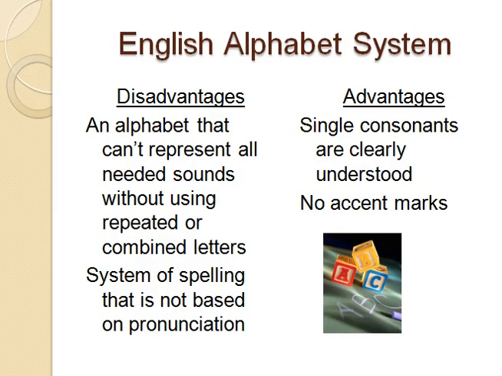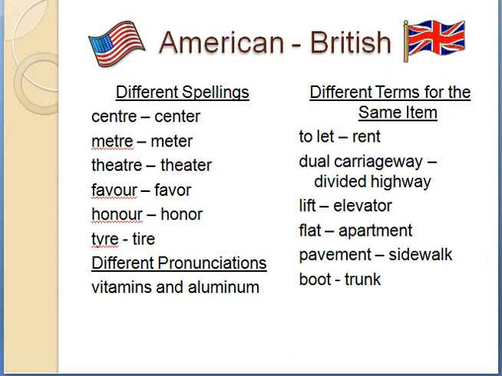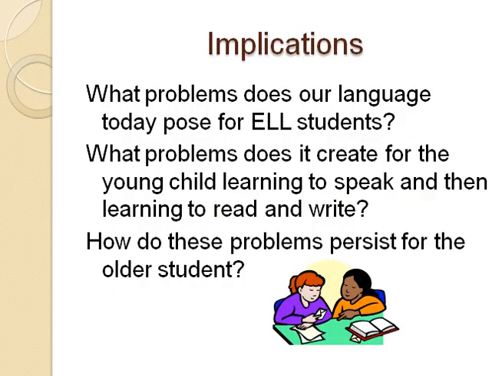Although our language is very complex, there are definitely advantages and disadvantages to the English alphabetic system. But that system may differ even between two very similar English-speaking countries. There may be differences in pronunciations, spellings, and terminology. For example, my sister-in-law is from England, and she pronounces vitamins as "vitamins," and aluminum is "aluminium." Since our language is so complex, think about these implications.